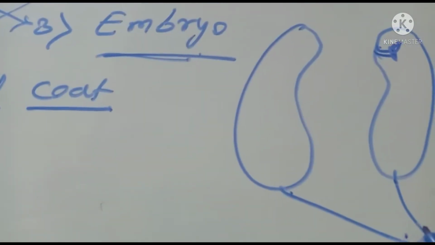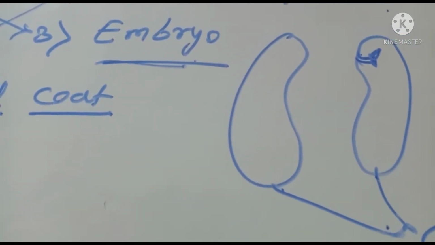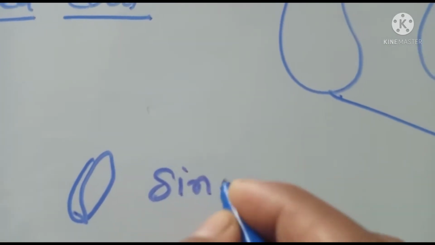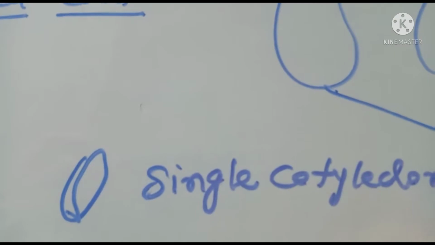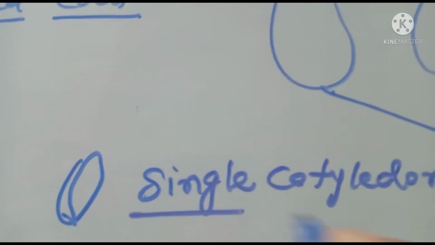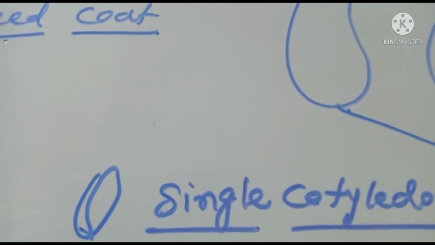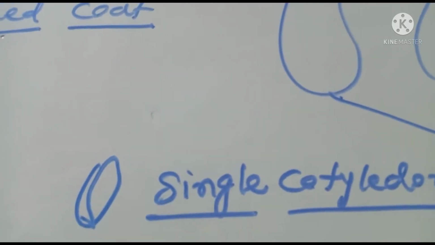Now all pulses have two cotyledons and all grains have a single cotyledon. They are not separated equally into two halves, because there is only a single cotyledon present in the grains.